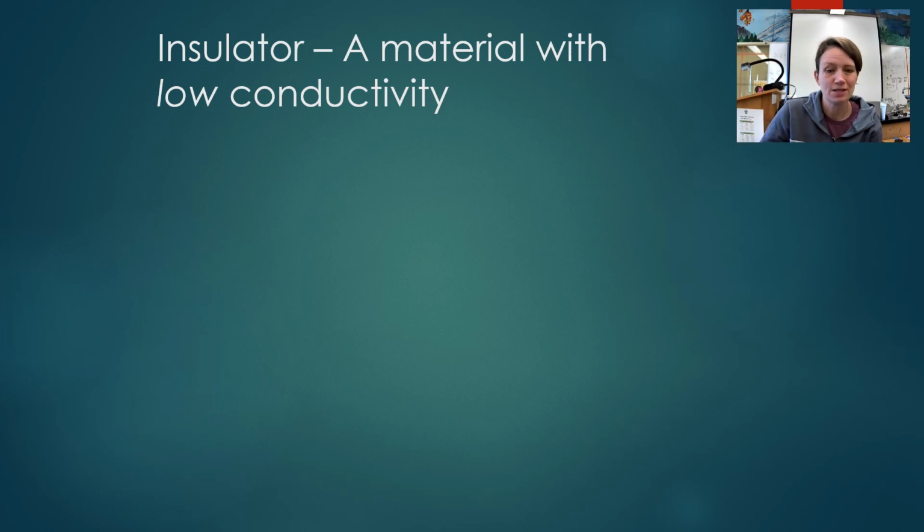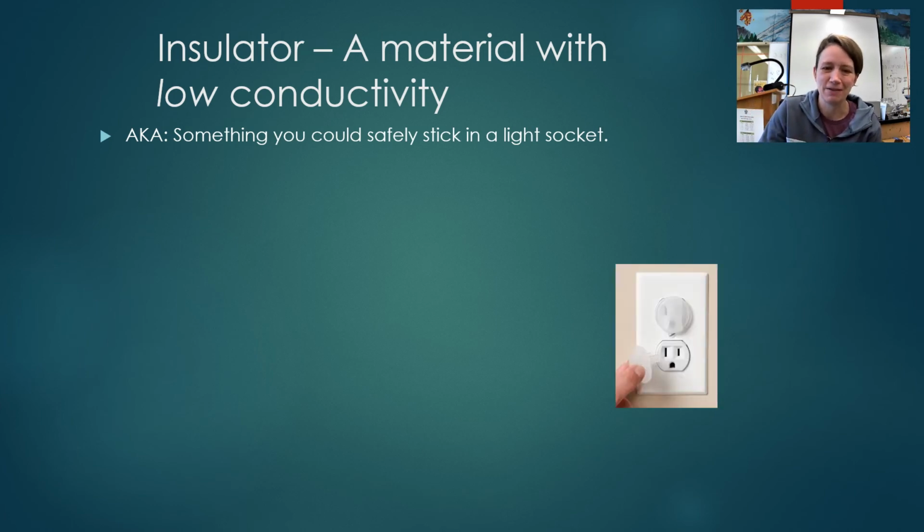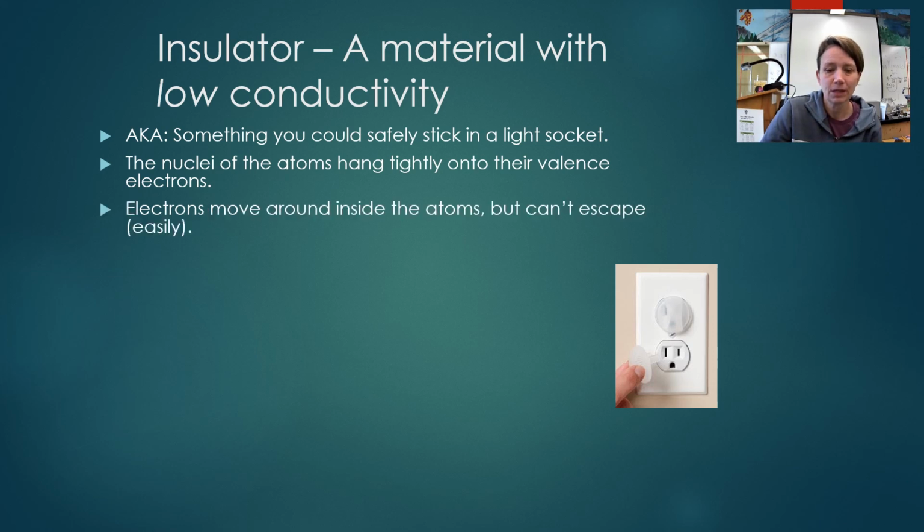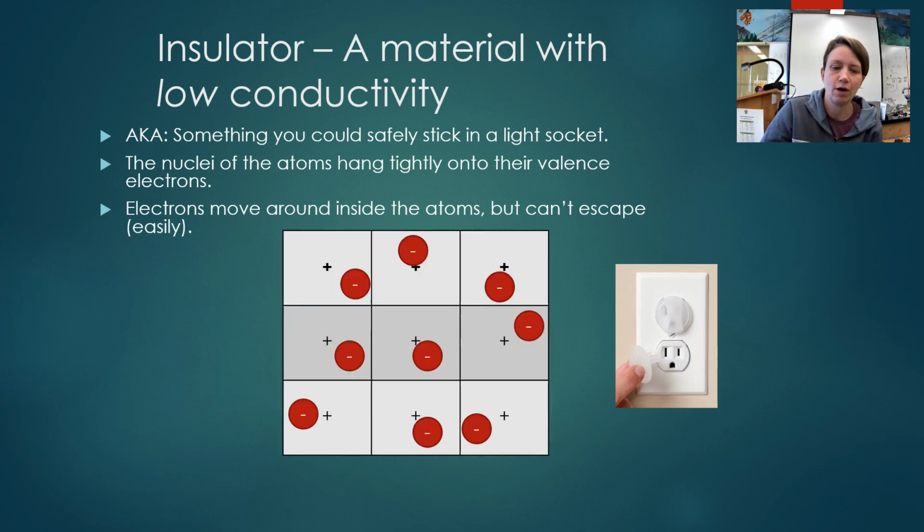You've probably heard the term insulator before, but we're going to define it as a material that has low electrical conductivity. Colloquially, we could say this is something that you could safely stick in a light socket. This is because the electrons can't flow through that material and escape and cause problems or damage outside the light socket. Materials are insulators because the nuclei of their atoms hang really tightly to all of the electrons. They don't want to give up their electrons, and they don't really want to accept any electrons either. They just want to keep them within the atom. These electrons are constantly orbiting and spinning around in their atoms, but they can't really escape and move through the material or off the material easily.